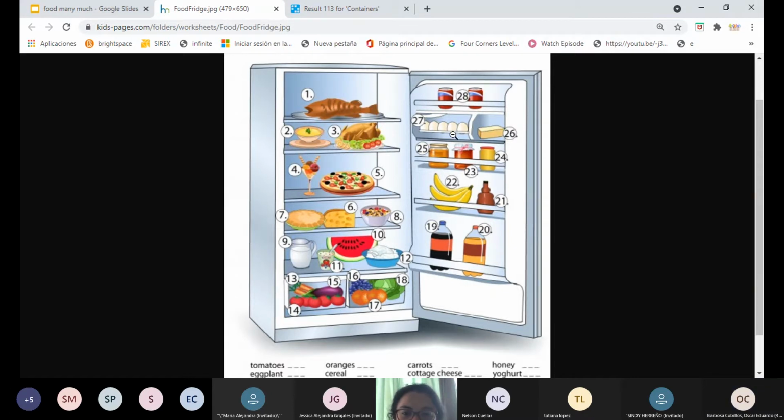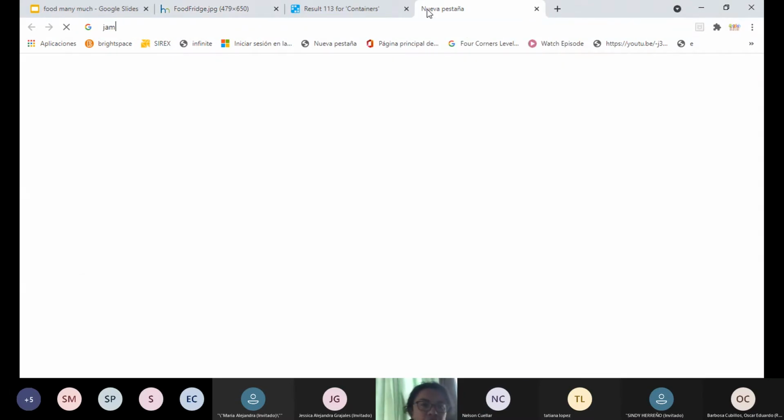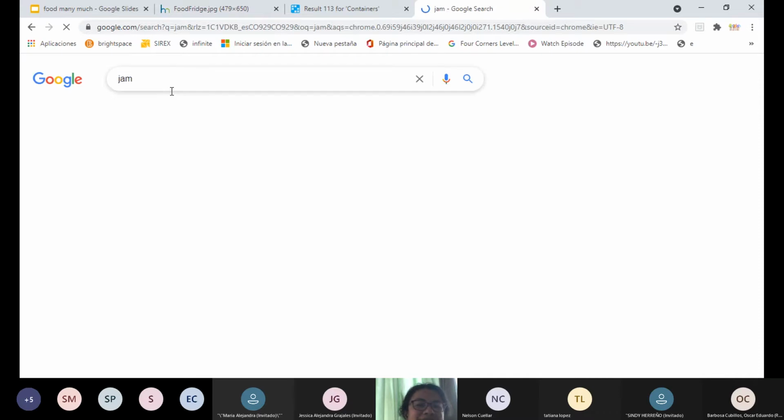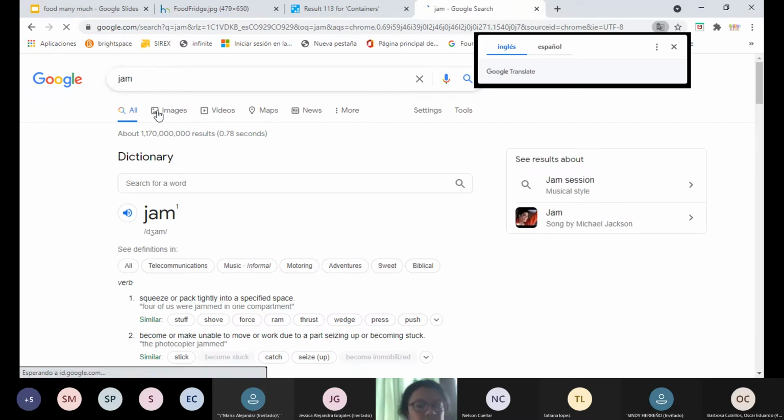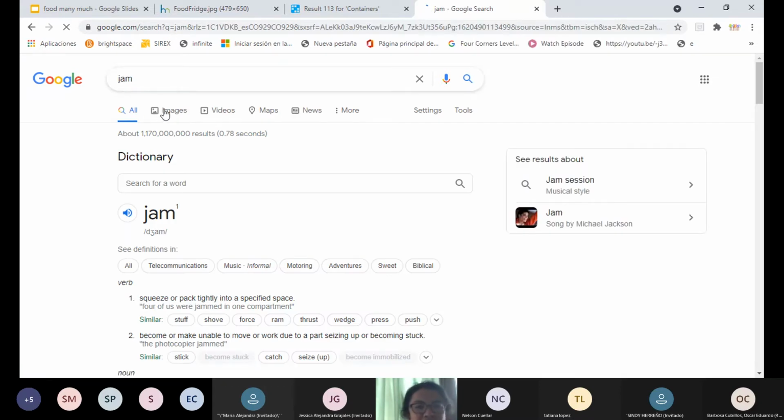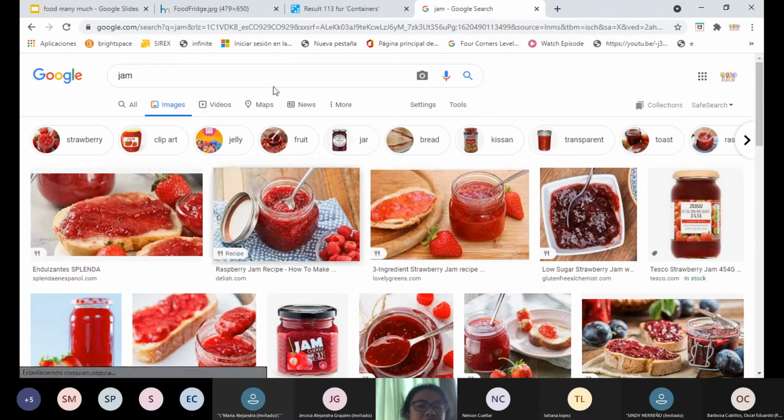And how about this one, guys? What is this? Dresser? No, actually, I think this is jam. Remember the jam, guys? Jam, like strawberry jam, or the most famous one in Colombia, la Constancia, right? La Constancia, yeah. All right, the jam. This is jam.